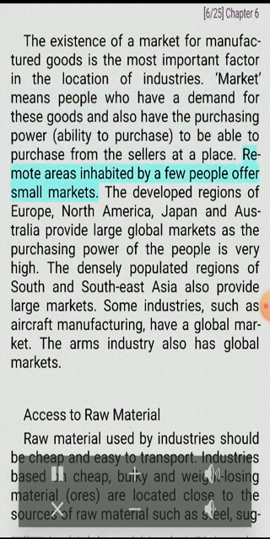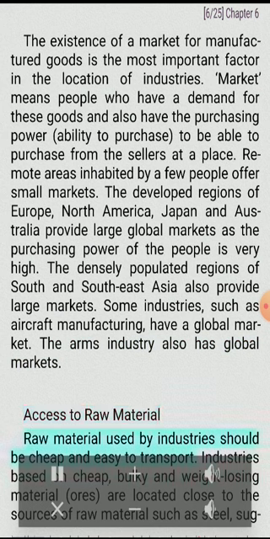Remote areas inhabited by a few people offer small markets. The developed regions of Europe, North America, Japan, and Australia provide large global markets as the purchasing power of the people is very high. The densely populated regions of South and Southeast Asia also provide large markets. Some industries, such as aircraft manufacturing, have a global market.